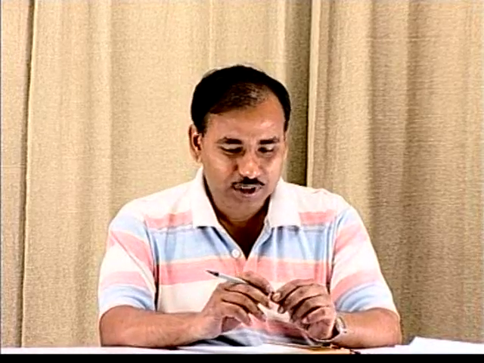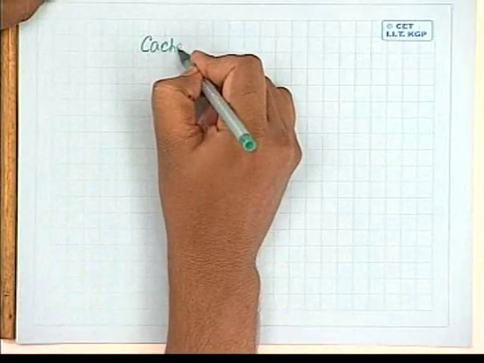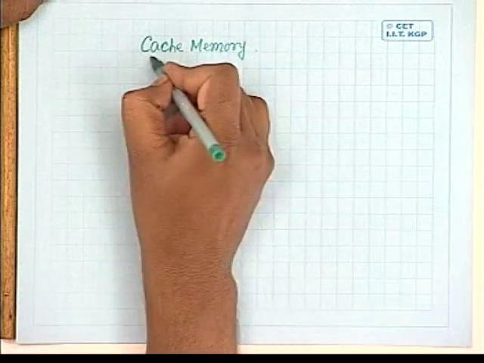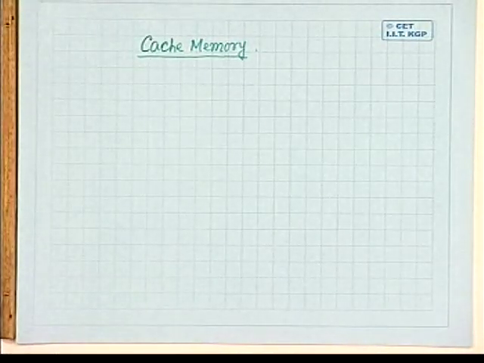Okay. So naturally the question arises, where to put this page map table or segmentation table, so that the access is faster. The typical choice is that you put the page map table or the segment table in what is called cache memory. Okay, and we know that cache memory is much faster than main memory.